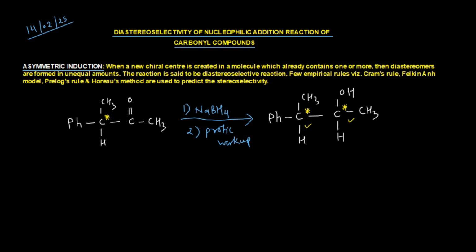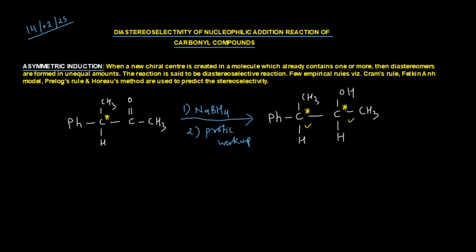And to know the major and the minor product in this reaction, which isomer would be the major one and which would be the minor one, a few empirical rules like Cram's rule, Felkin-Anh model, Prelog's rule, and Horeau's method are there. By using any of these, whether it is Cram's rule, Felkin-Anh model, Prelog's rule, or Horeau's method, you can predict the stereoselectivity, or the diastereoselectivity, and then you can find which compound would be the major one and which would be the minor one. I hope this is quite clear to you.